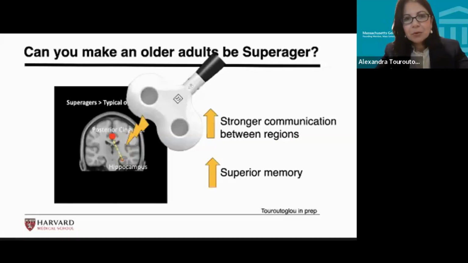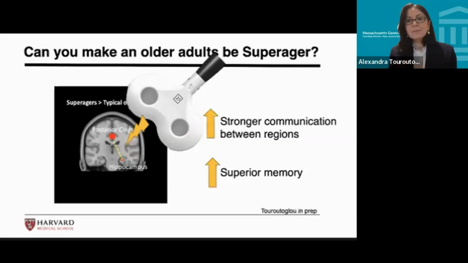I'd like to show you very briefly an example of such a treatment. It uses an innovative technology, non-invasive brain stimulation, that we have been recently developing, which was inspired by superagers. It is a personalized treatment for patients with Alzheimer's disease. In this clinical trial, we used brain imaging to identify the features of the superagers.